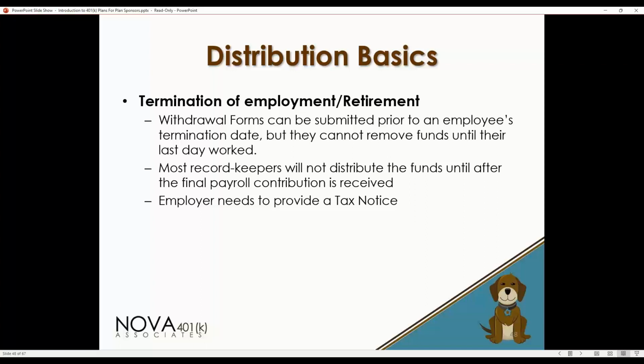The first one we'll go over, and the most commonly used, is termination of employment or retirement. Once a participant has terminated employment, they can take a distribution and do as they wish, whether it's taking it in cash, in check form, moving it to an IRA, or moving it to another employer's retirement plan. And again, that special tax notice would discuss what the tax ramifications are for each of those items.